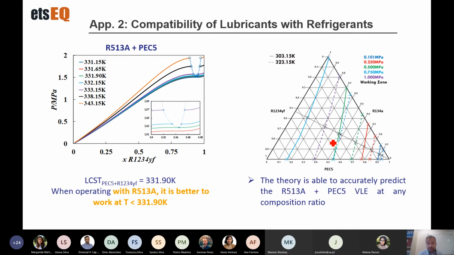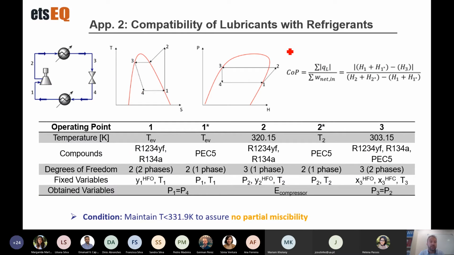vapor-liquid equilibrium. Finally, to conclude, we have built a very simple refrigeration cycle, the classical one, where you have the compressor, then the condenser, the valve, and the evaporator, okay? And we have fixed the different conditions in order to calculate the coefficient of performance, which basically is the amount of heat that you are removing from the system, from the air conditioning or whatever, with respect to the total work that you require in your system, given by the compressor.